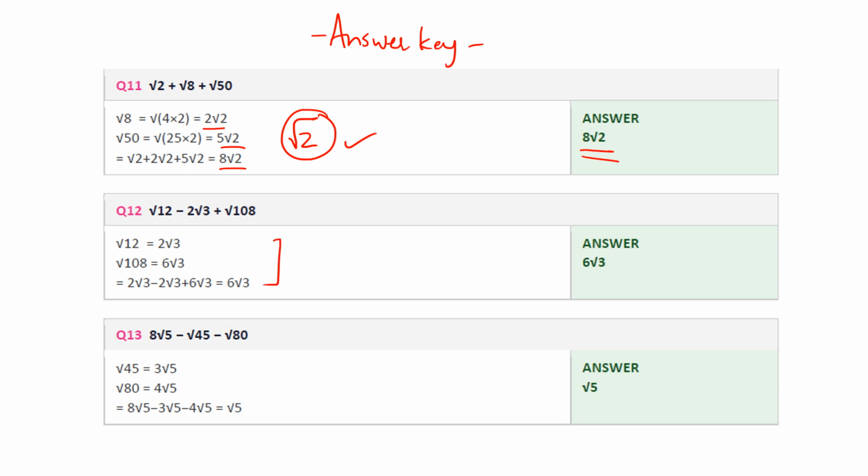Similarly, for question 12, you have to have the same radical. The radical here is square root 3. So 2 square root 3, 6 square root 3 and 6 square root 3. You put it there, the cancellation happens and this one becomes your final answer. So this is how you do the question. Also, you will check your answer for question number 13. It is going to be square root 5.